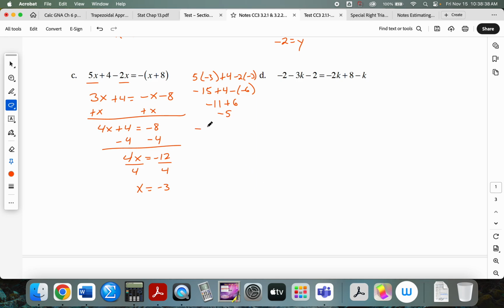On the right side, we're going to have the opposite of negative 3 plus 8. So we're going to have the opposite of negative 3 plus 8 is 5. The opposite of 5 is negative 5. So it does check. Those are both the same.